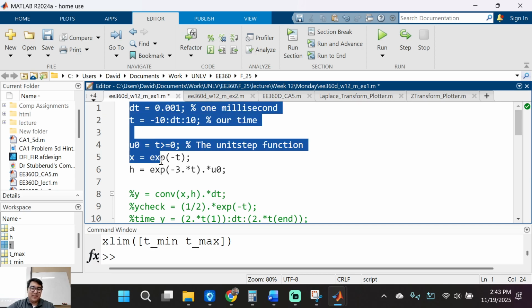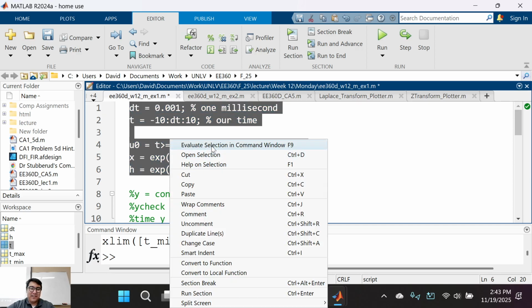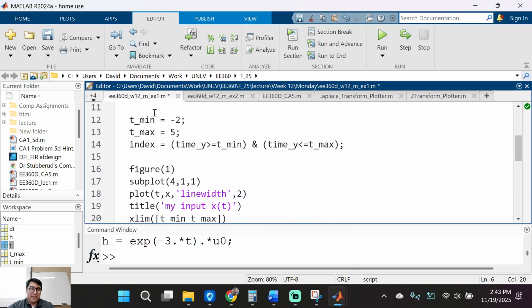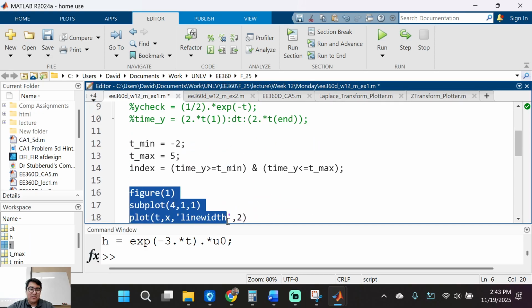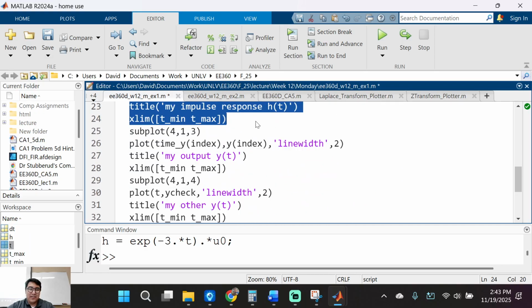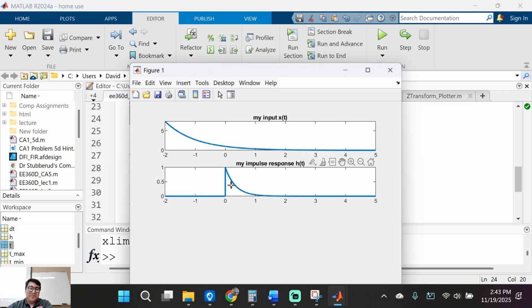Okay, now let's rerun all this. F9. That stays the same. Run this again. Oh, come on. There you go. F9. Boom. You like that? You see that unit step? The unit step's being multiplied to this.